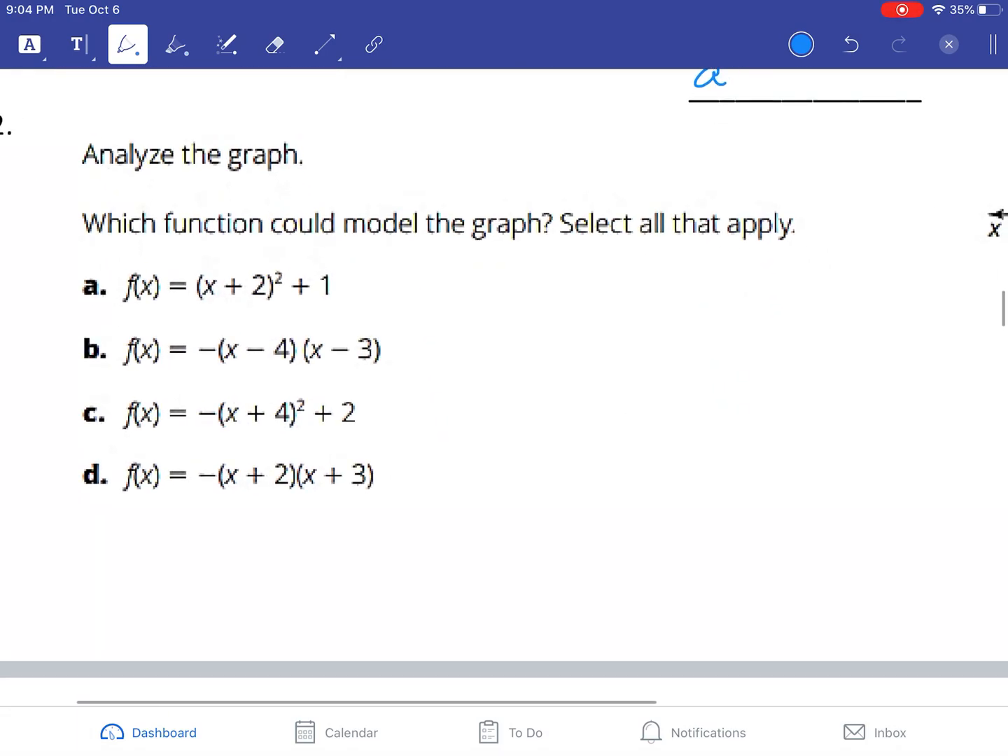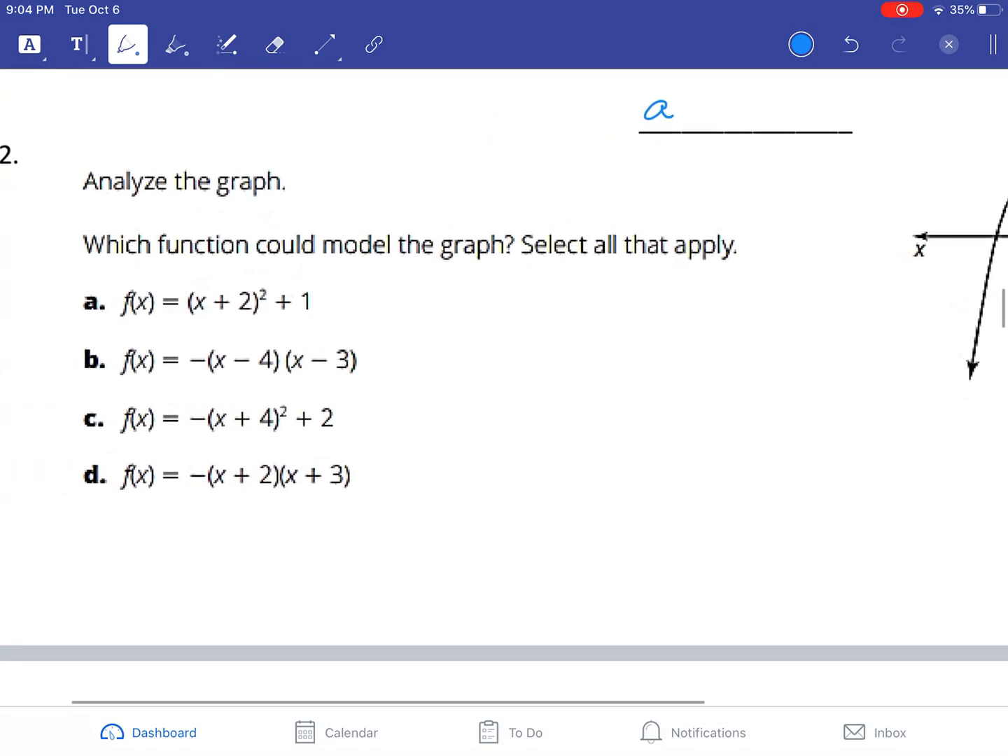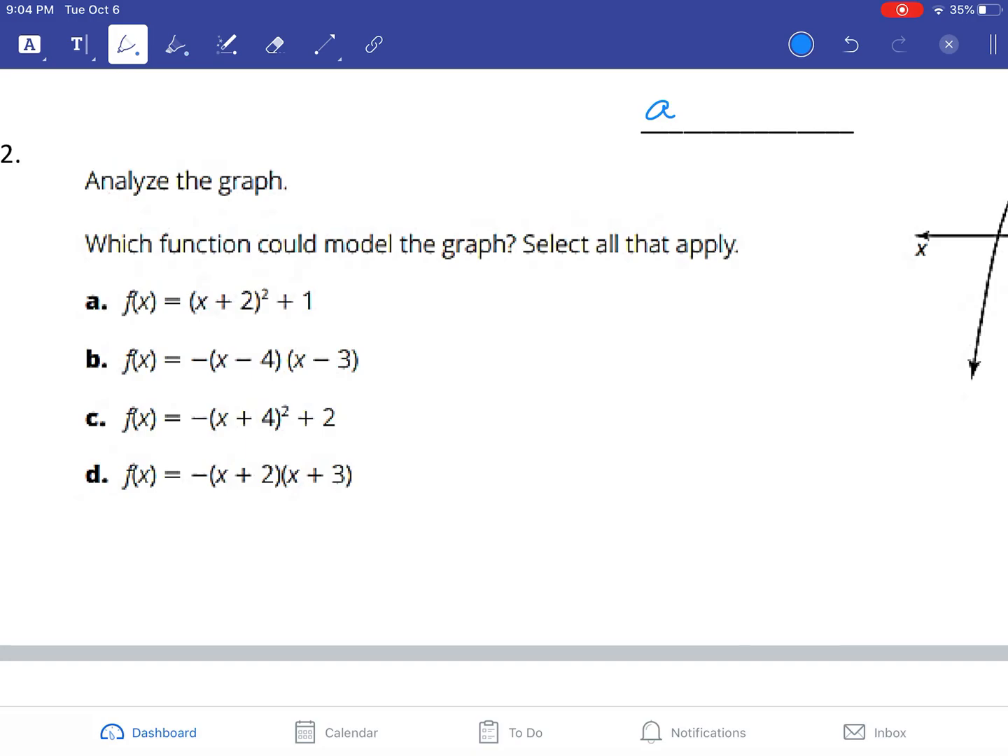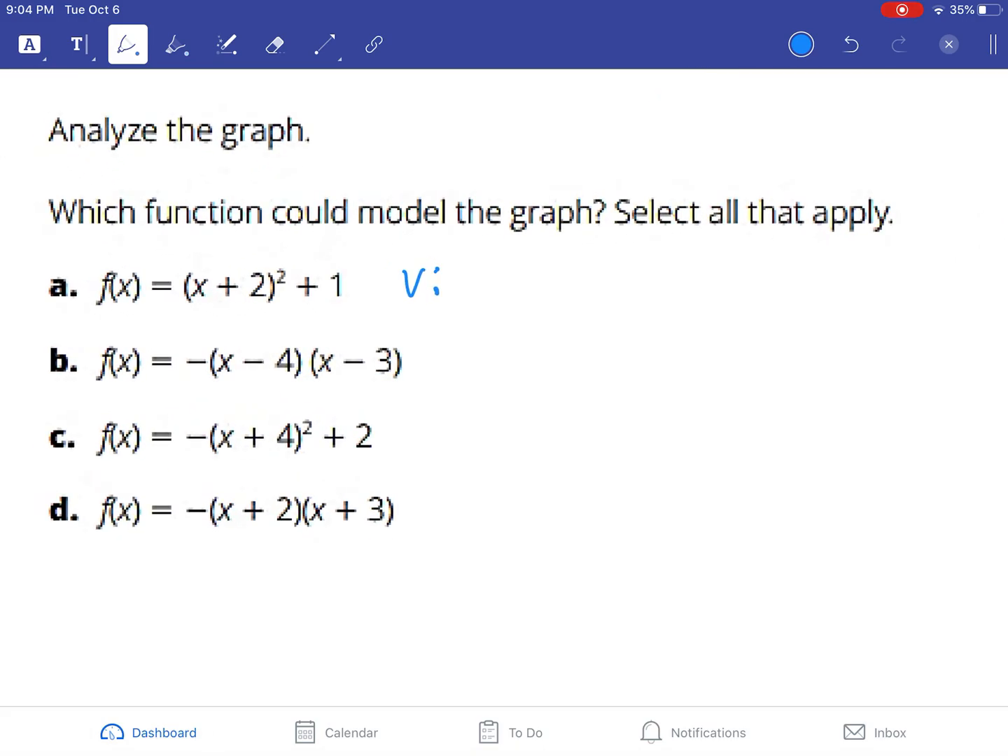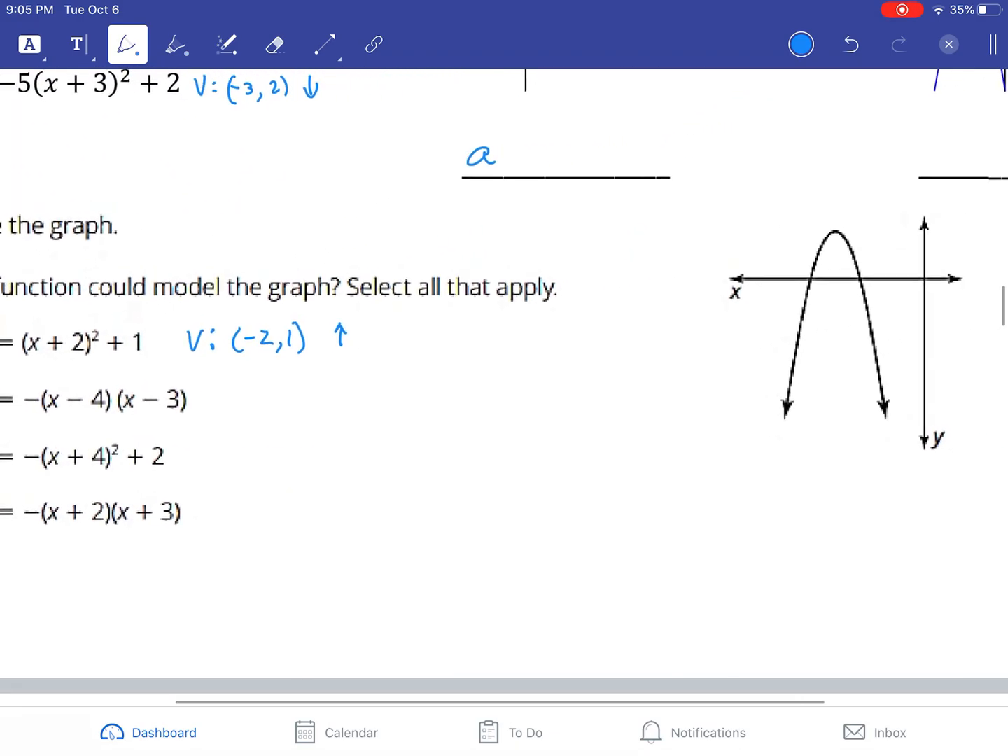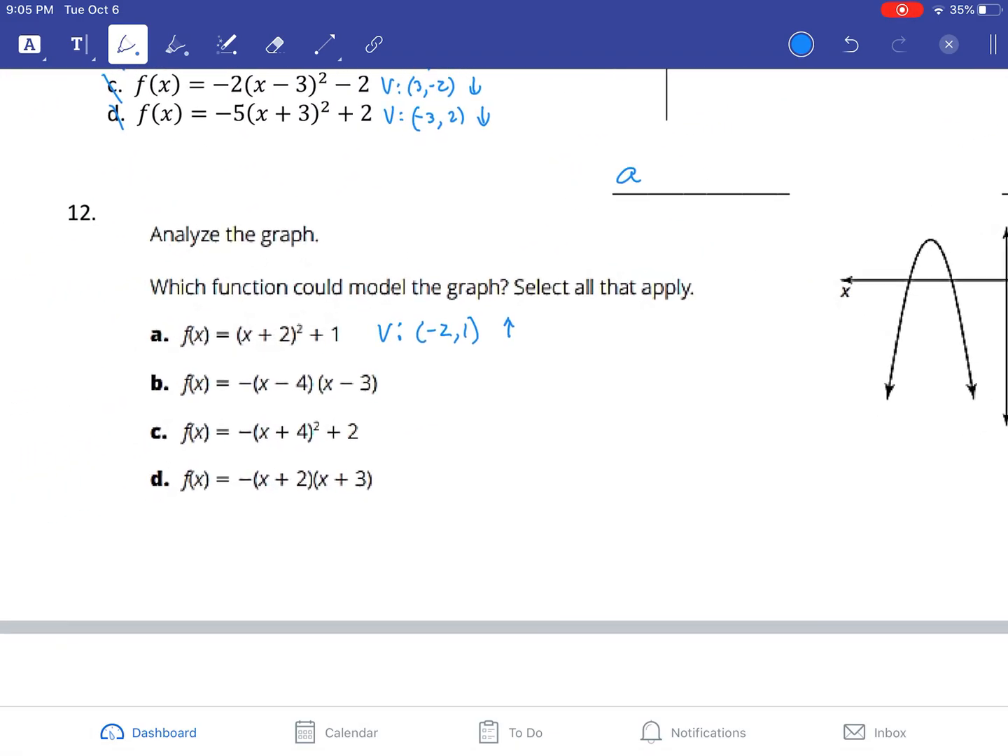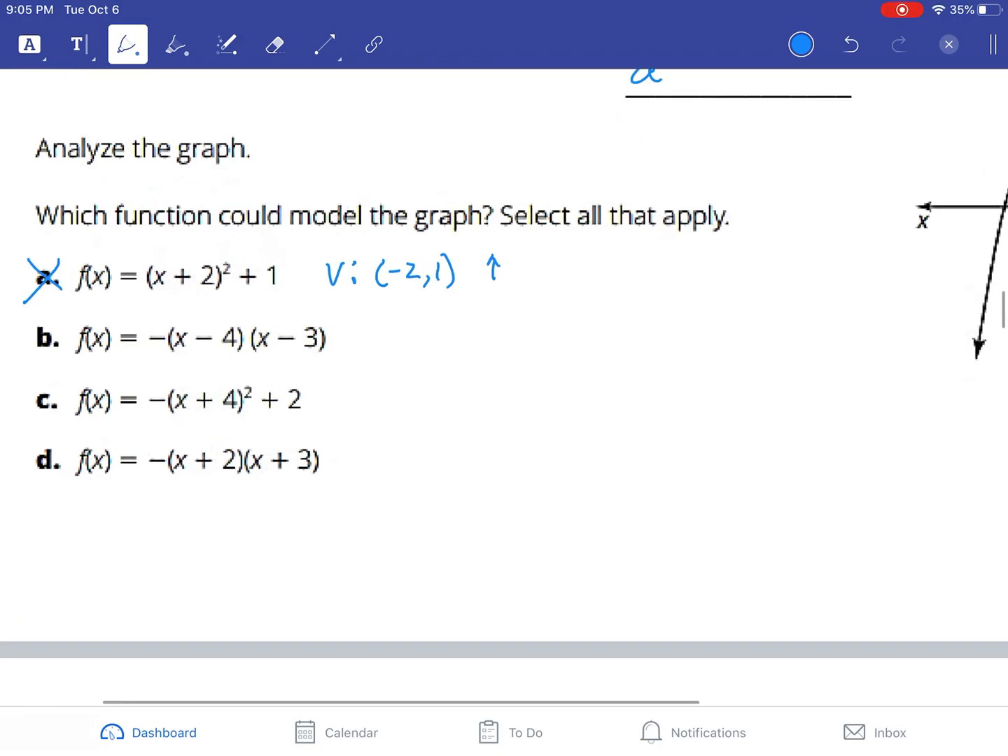Number 12 is much the same thing, but this time we have different types of quadratic equation setups or formats. We have a vertex form, a factored form, another vertex form, and another factored form. So we do the same kind of thing and check to see if it works for this particular black graph. Again, we look for the vertex. The vertex is (-2, 1), and the graph, since it's positive in front of the parentheses, is going to go up. That doesn't work because that graph goes down. So that one's not going to work.